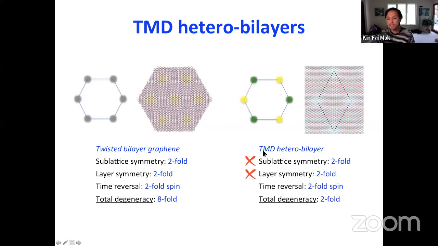But in the TMD heterobilayer, the sublattice symmetry in the host material is broken, so you don't have this 2-fold. And the layer symmetry is also broken, and we only have the remaining time reversal symmetry for the 2-fold spin. And the total degeneracy, or total degrees of freedom of the electrons, is 2-fold. As a result, the physics can be described by a single band with electrons with 2-fold degrees of freedom in the system. So it has much reduced degrees of freedom. And it's because of this fact that the band topology in this system is trivial, compared to graphene, where the band topology is non-trivial.